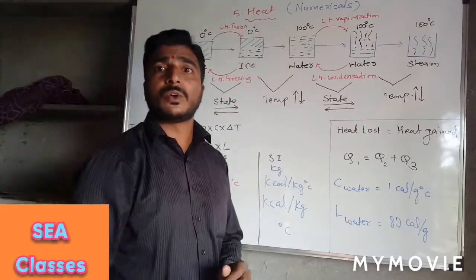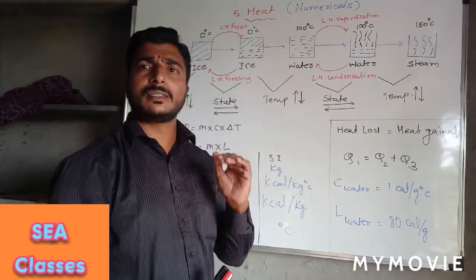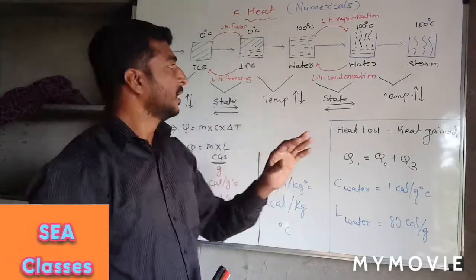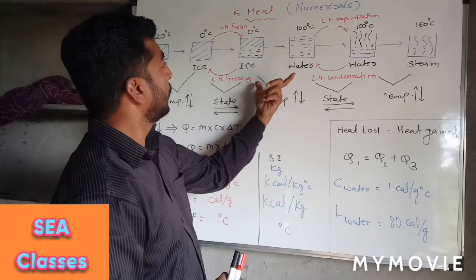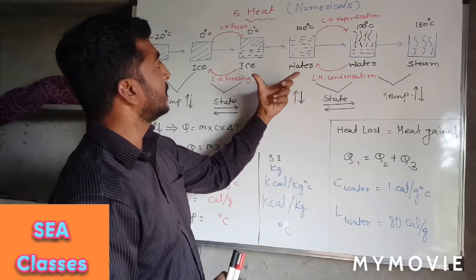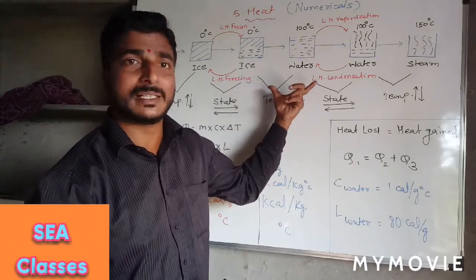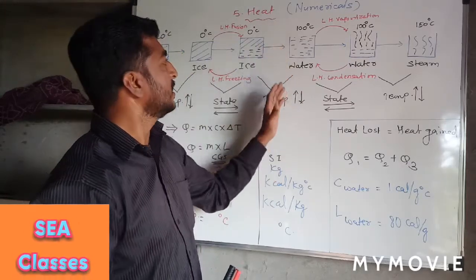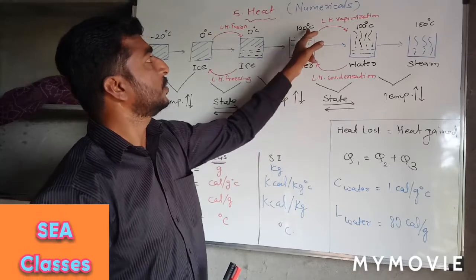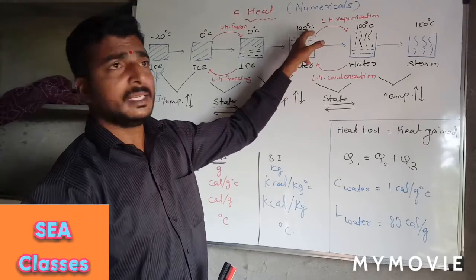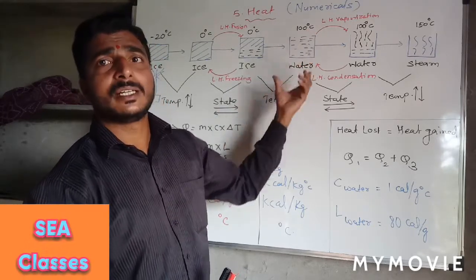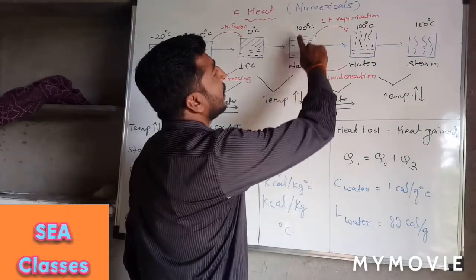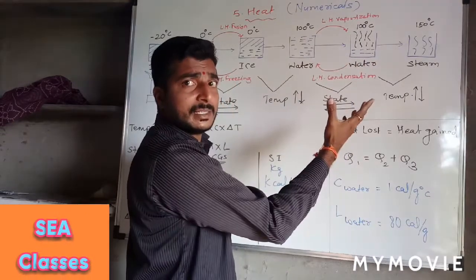And you know the boiling point of water is 100 degrees Celsius, and after that temperature the next stage begins. Now you see from 0 degrees Celsius to 100 degrees Celsius there is a constant rise in the temperature. Then when we continue heating the water at this stage, from 100 degrees Celsius it will get converted to steam. Now steam has started.